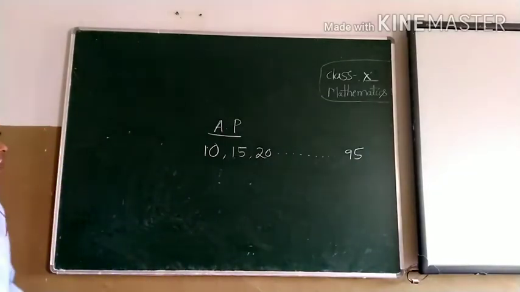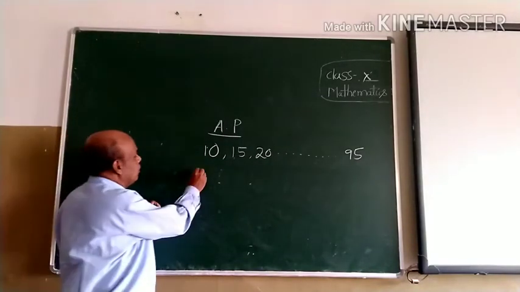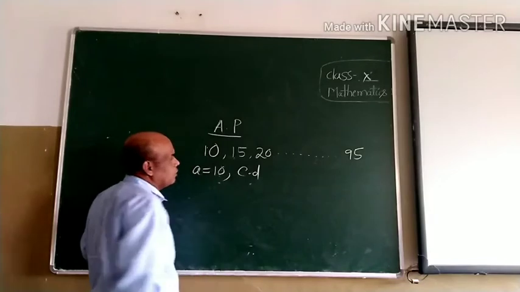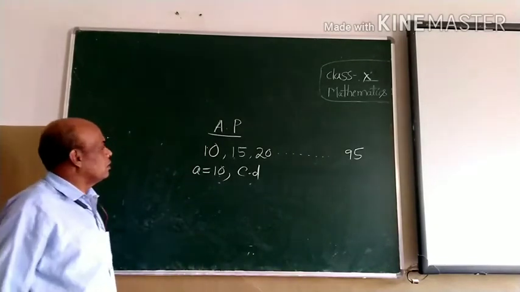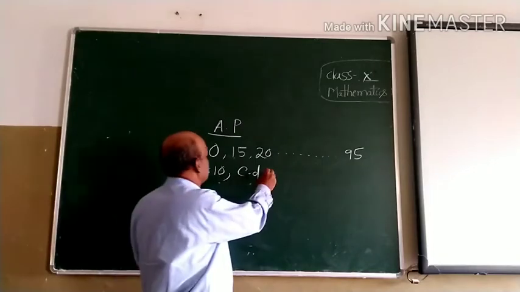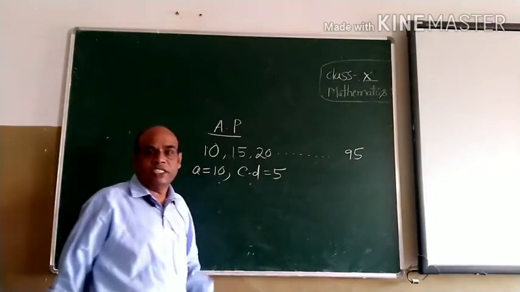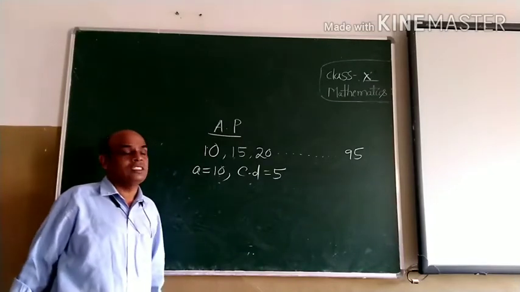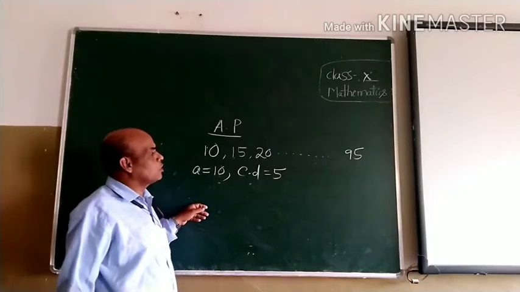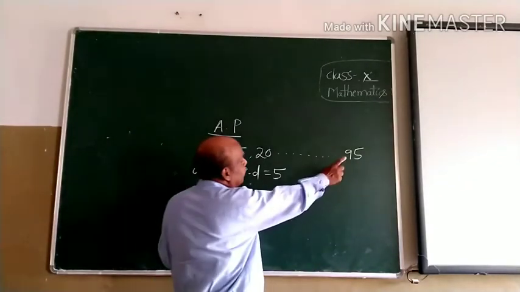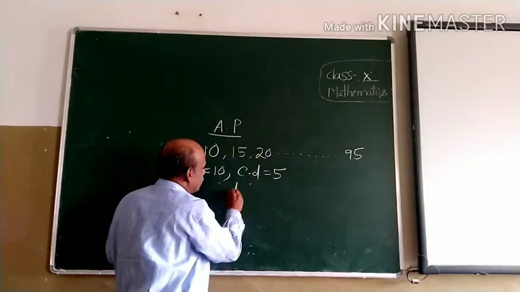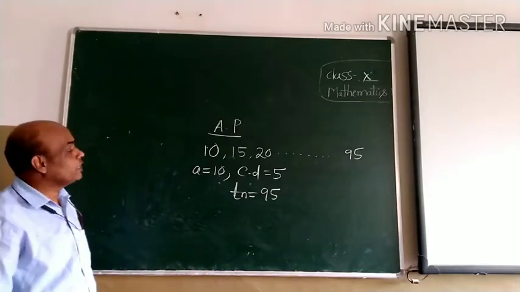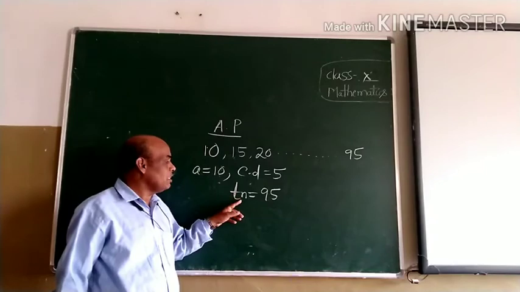Now we can say in this series the first number a is 10 and the common difference is 20 minus 15, which is equal to 15 minus 10, that is equal to 5. How many terms are there? Since we do not know, we will say the number of terms is small n. So the nth term value is given to you. We write here Tn is equal to 95, because we do not know how many terms there are, but we know the nth term value.